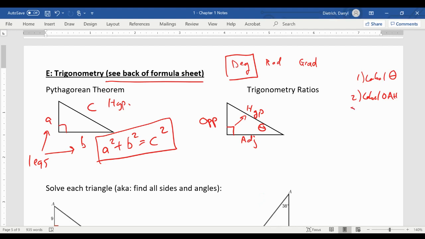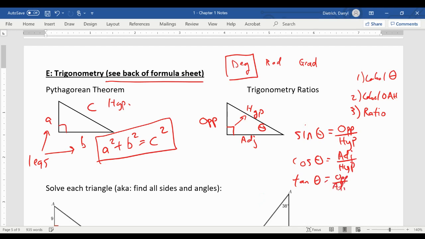Okay, next thing we'll do when using these to solve problems is state one of our three ratios, and then we'll plug and chug. So our three ratios are: sine of angle theta is a comparison of the opposite side divided by the hypotenuse. The cosine of theta is a ratio between the adjacent side and the hypotenuse. And tangent of theta is your opposite side over adjacent.